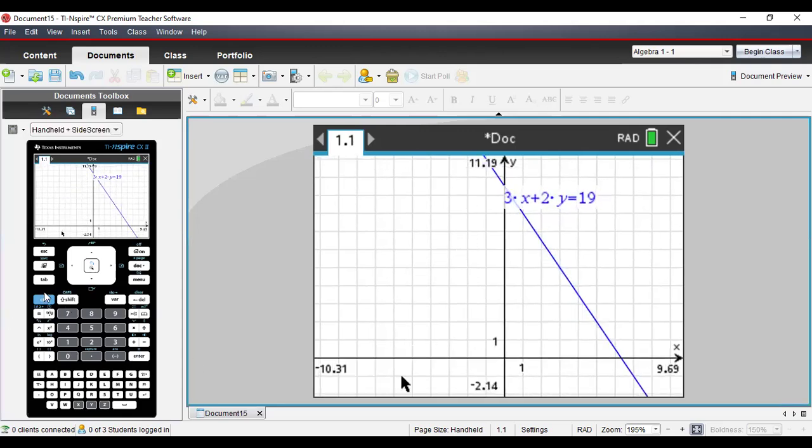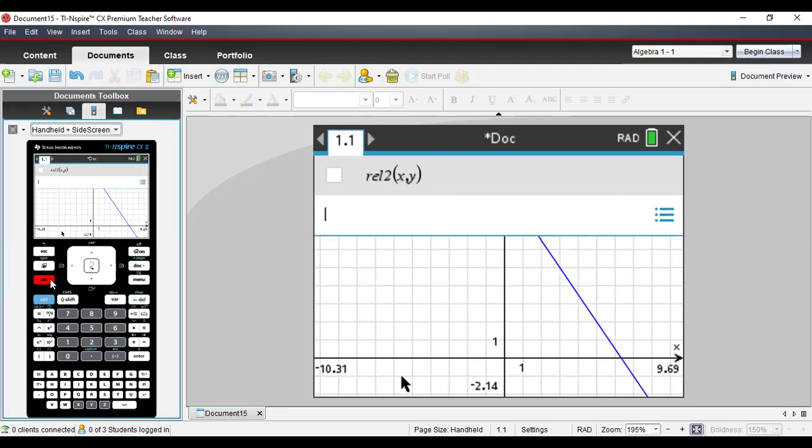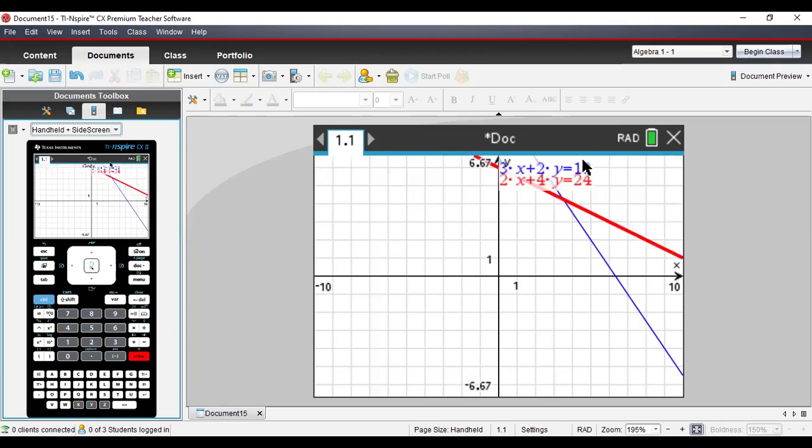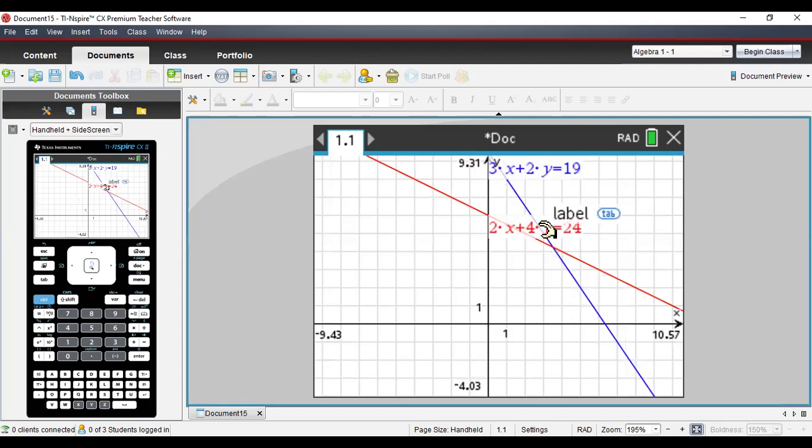Boom. There's our equation. I'm going to pull this down a little bit so I can see the y-intercept and the x-intercept. And then I'm going to press tab and I'm going to enter the second equation. We had 2 packages of cupcakes, plus 4 brownies. Sorry, let me try that again. 2x plus 4y equals $24. There we go. And there's our equations. Now I'm going to pull this down.